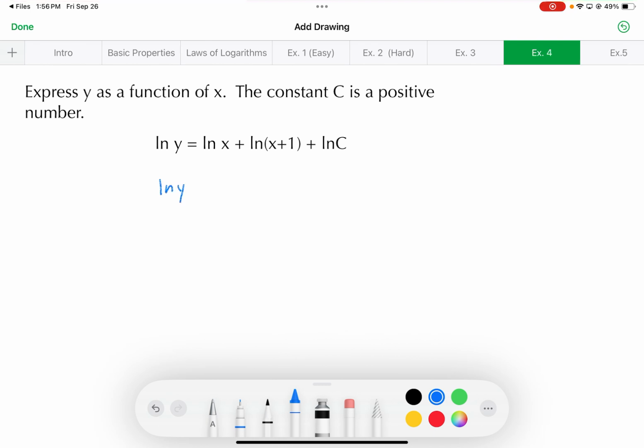Well, I can condense those down into a single logarithm. I can make this the natural log of x times x plus 1 added with the natural log of c. How about I actually multiply that out?